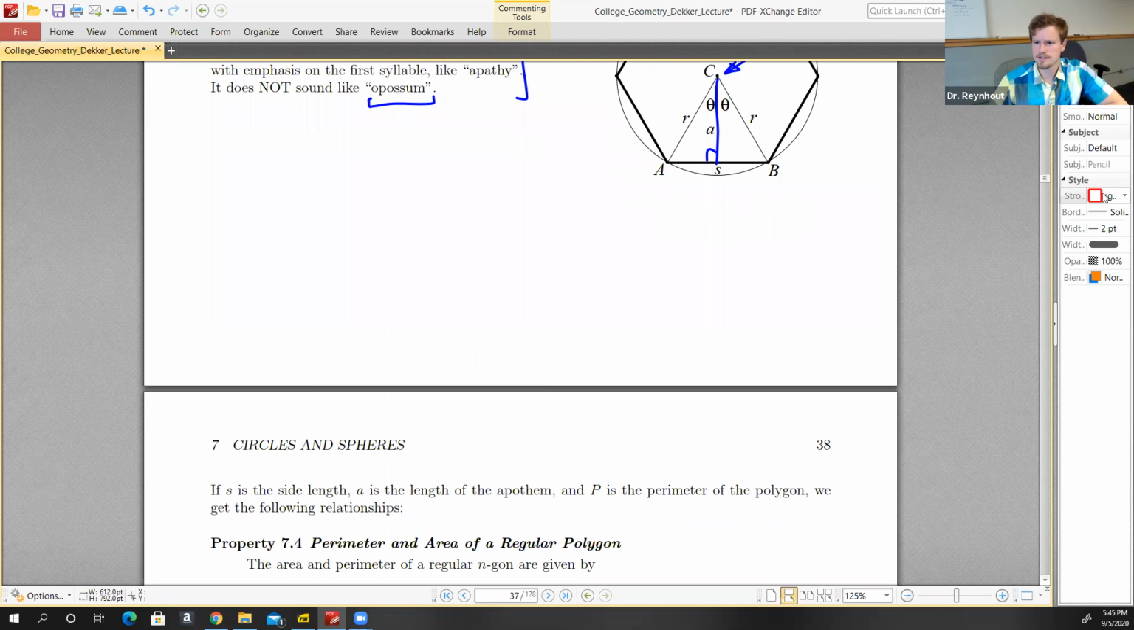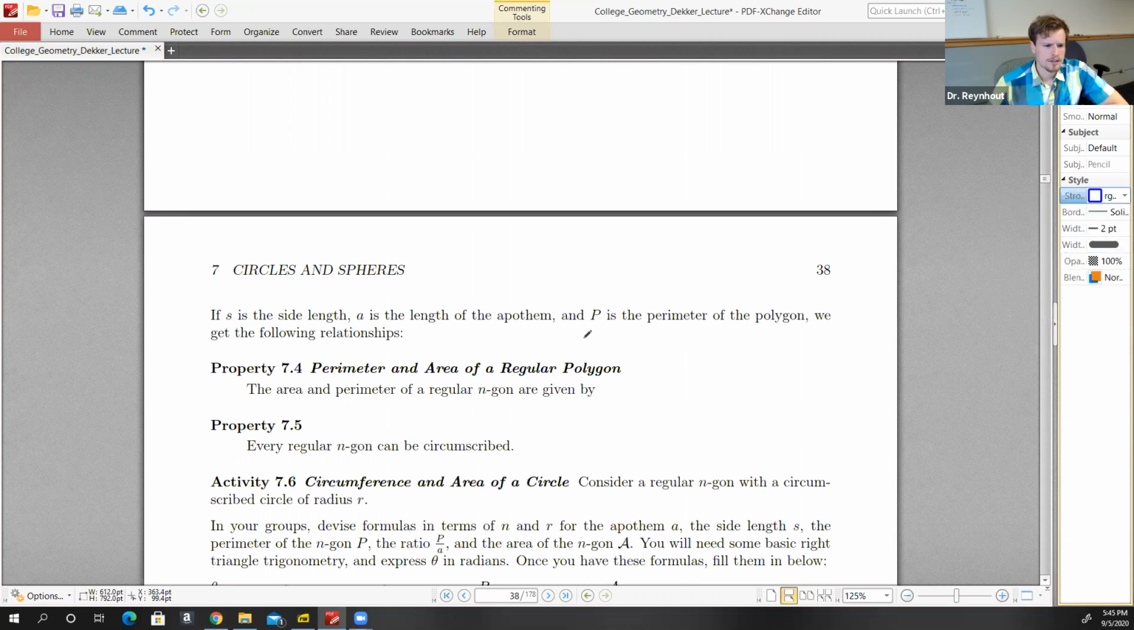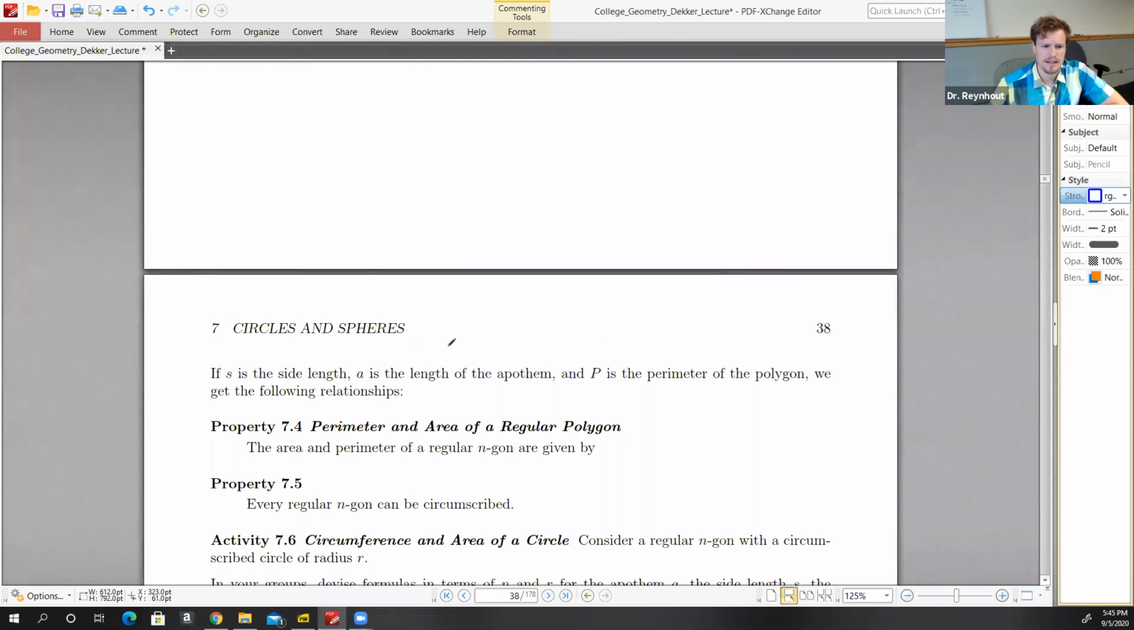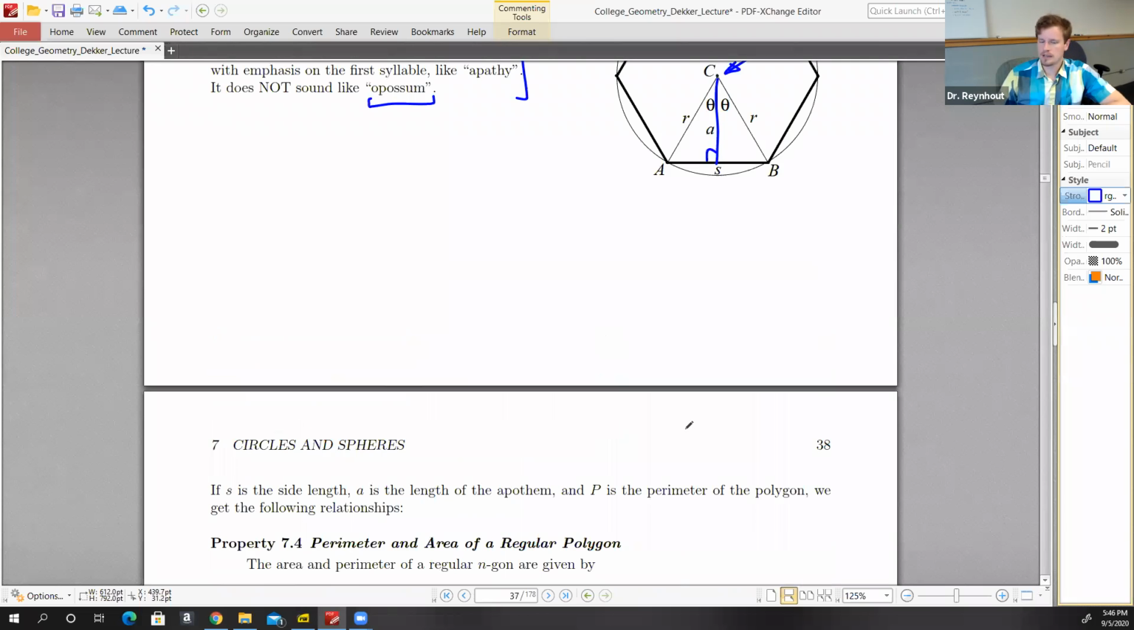All right, so let's take things just a little bit further now, a few more definitions. So if S is the length of a side, A is the length of the apothem. I just did it, I said it wrong, apothem. If A is the length of the apothem and P is the perimeter of the polygon, we have the following relationship. So the area and perimeter of a regular n-gon are given by, well, we can actually take a look at this a moment.